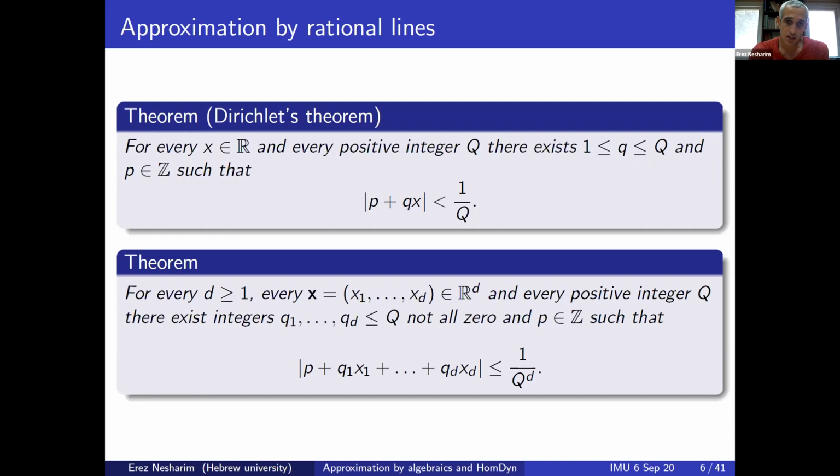So for any D-dimensional vector, and any bound on the numbers that you want to use, you can find D numbers, a linear combination of the coordinates of the vector, such that it will be smaller than 1 over this bound Q to the power D. So here is a linear combination for which not all the Qs are zero. So here is a simple proof of this fact, just to fix some notation.